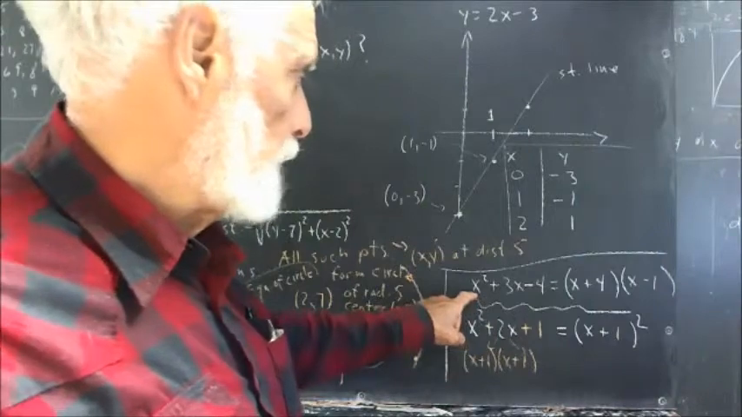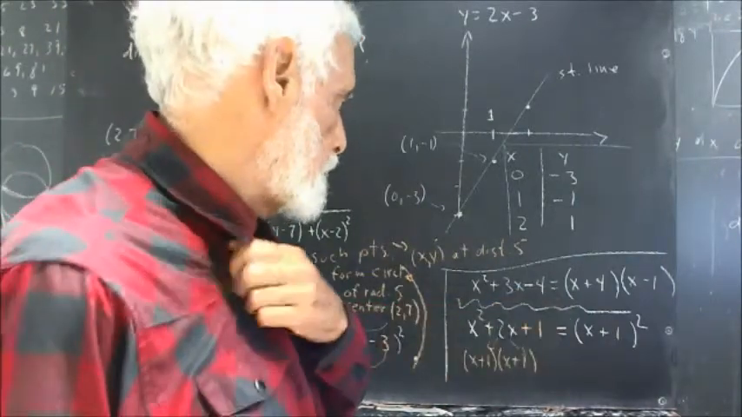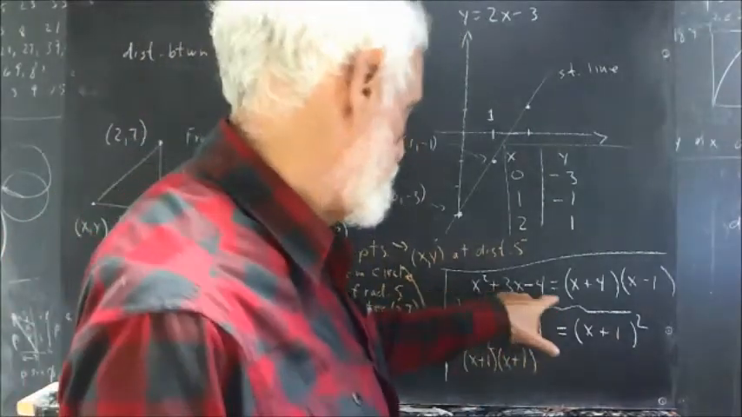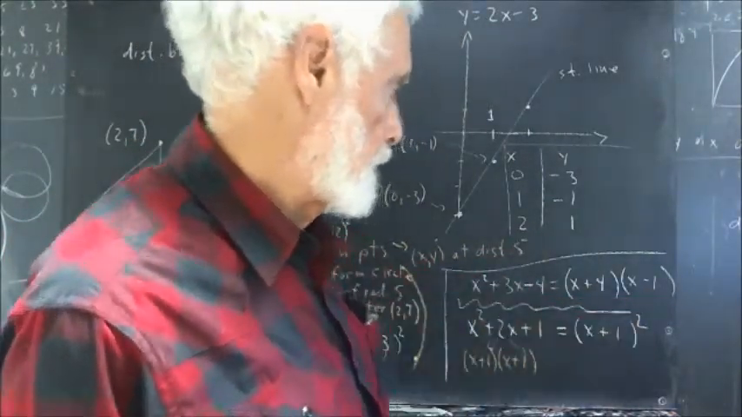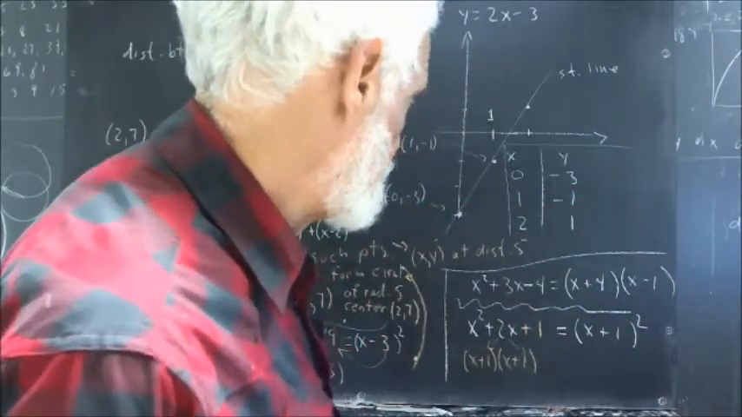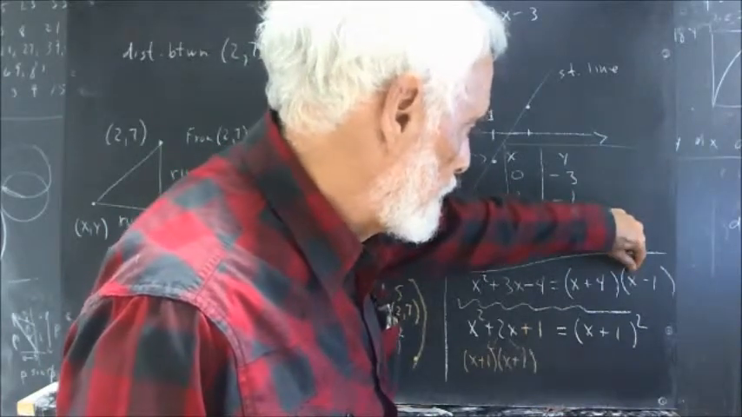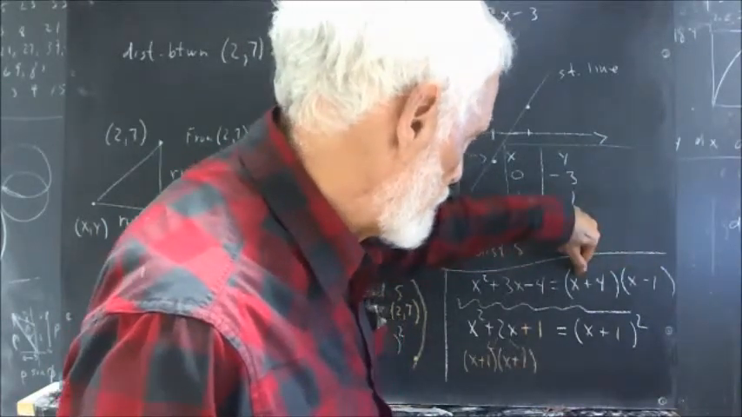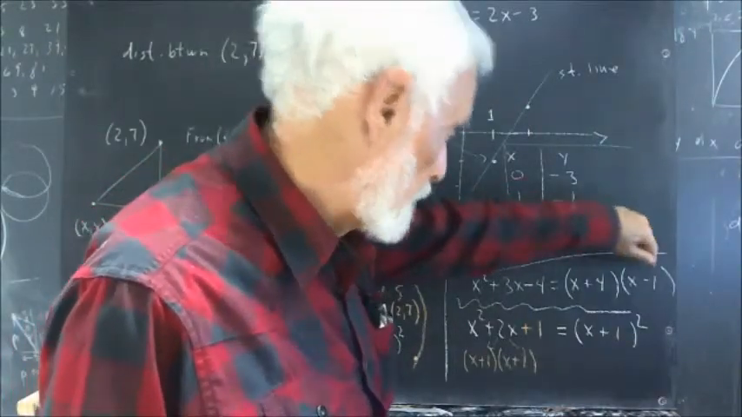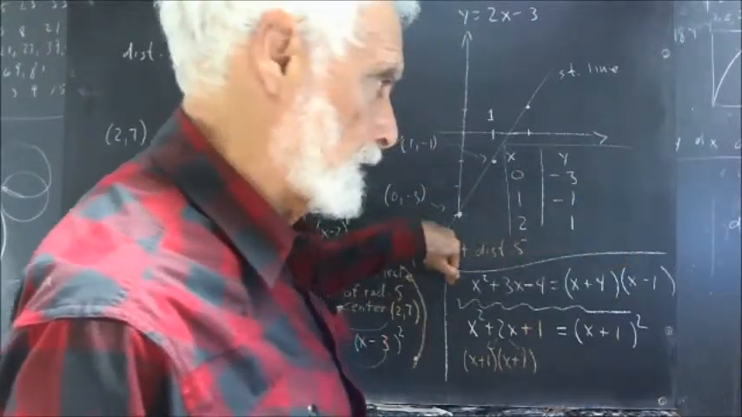So, how do we factor x squared plus 3x minus 4? Well, we can see just from what I've written down here that it factors into x plus 4 times x minus 1, because 4 times x minus 1 times x gives us 3x. 4 times negative 1 gives us negative 4, and x times x gives us x squared.